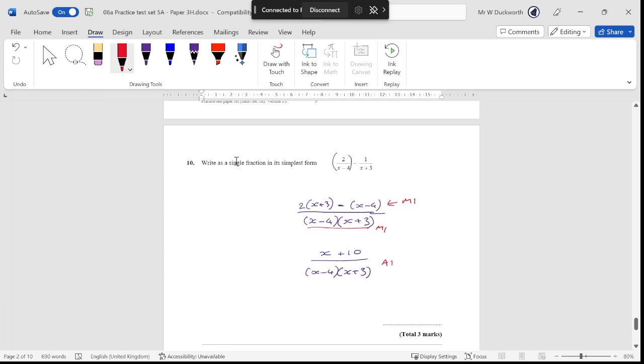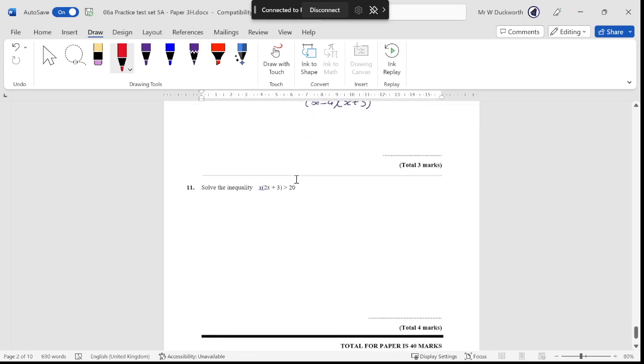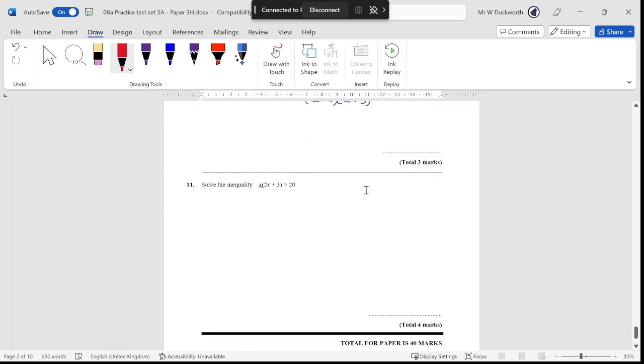Then the final question, no, not the final question. Yes, the final question. Question 11, solve the inequality. So for this question, my first step is to multiply out the bracket. So if I multiply out the bracket, x times by 2x would give me 2x squared. x times by 3 would give me 3x. And that has to be greater than 20.